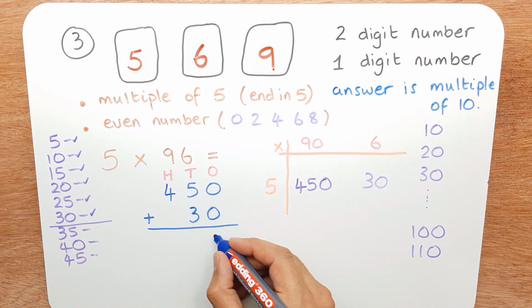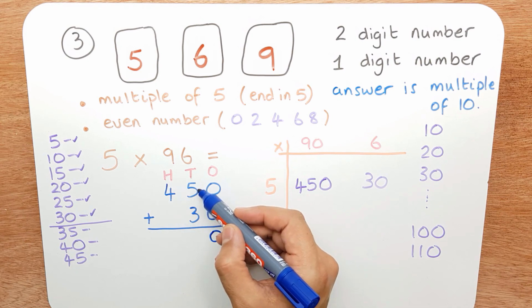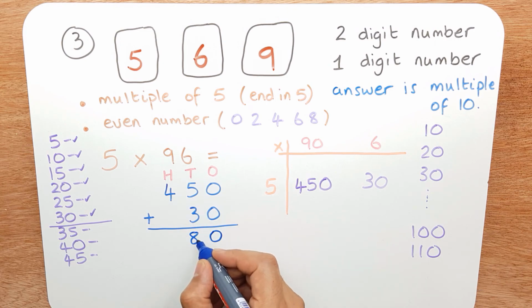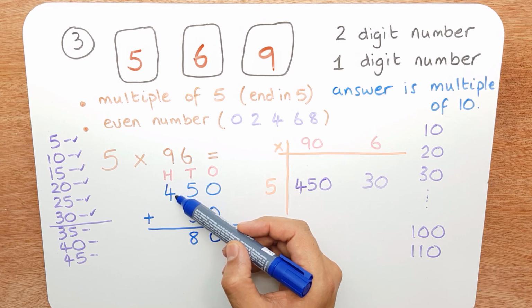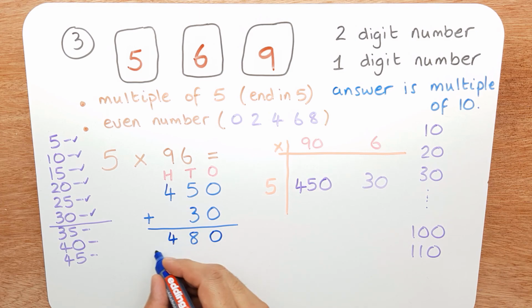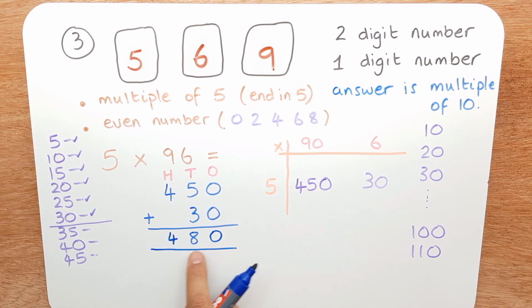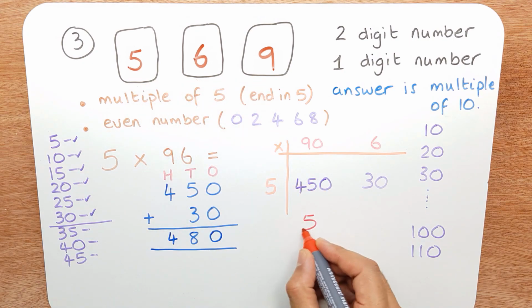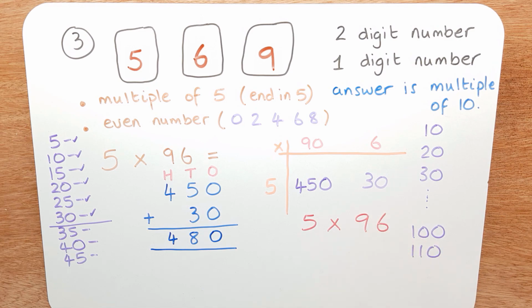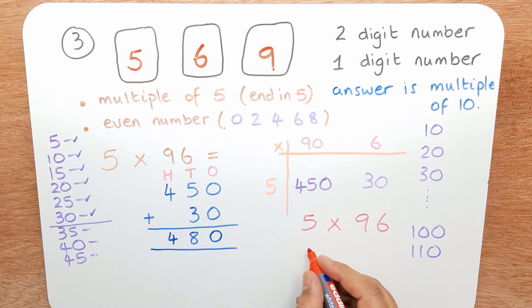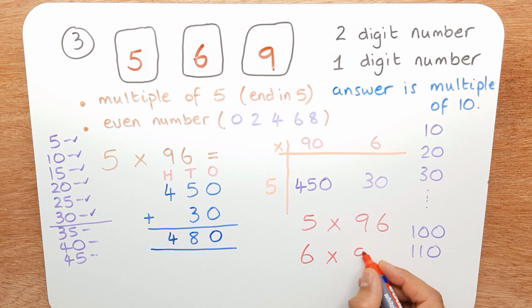0 add 0 is 0. 5 add 3 is 8. 4 add nothing, there's nothing here, so it's 4 add nothing, which is simply 4. So our answer is 480. So we know Chen split these up into 5 times 96. Now there's another way Chen could have split these up. She could have used 6 times 95.